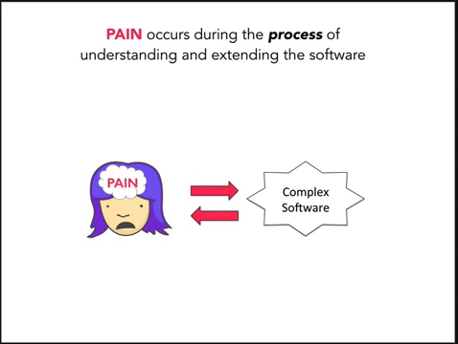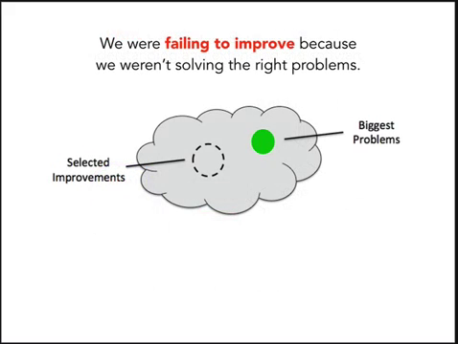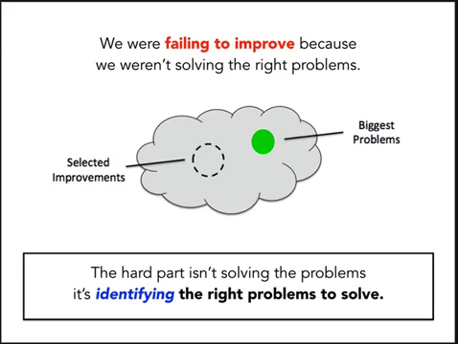So pain occurs during this process of understanding and extending the software. So I started optimizing for what I call idea flow, or this flow of ideas between the developer and the software, rather than just optimizing the code in isolation. So after we started looking at the data, we started to realize on our project we'd been failing to improve because we weren't solving the right problems. We spent tons of time working on improvements that didn't actually make that much difference at all. And I learned one of the most valuable lessons of my career. The hard part isn't solving the problems, it's identifying the right problems to solve.